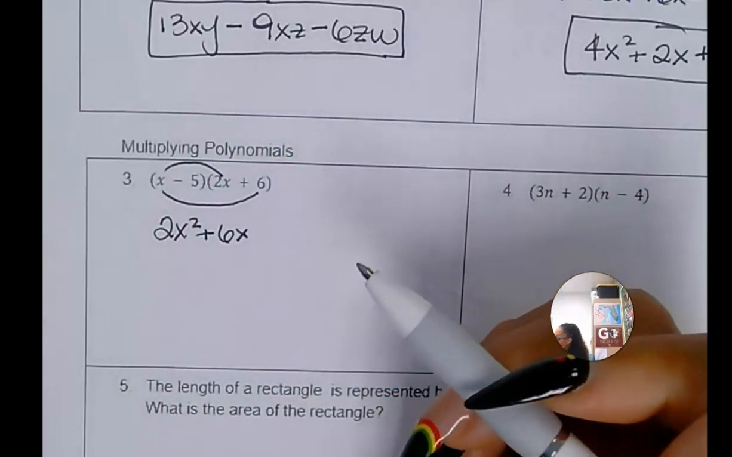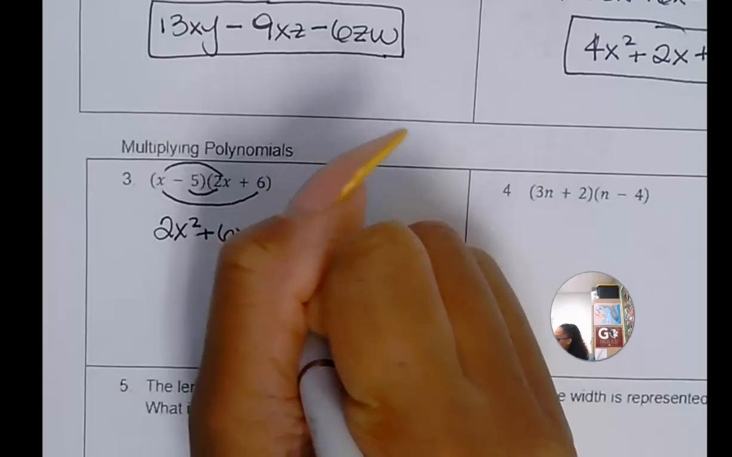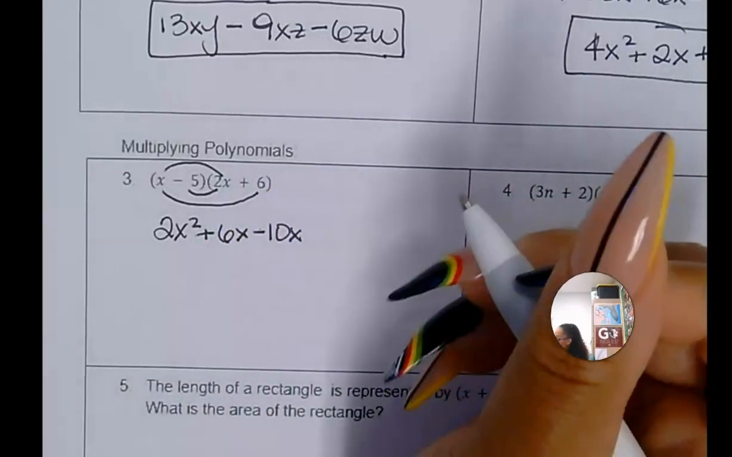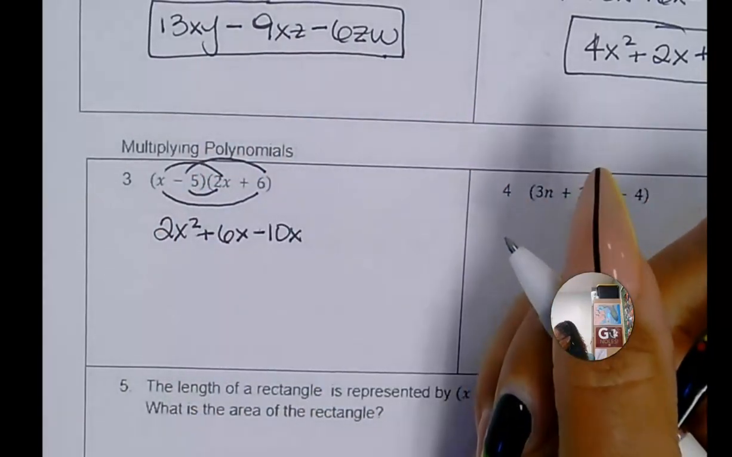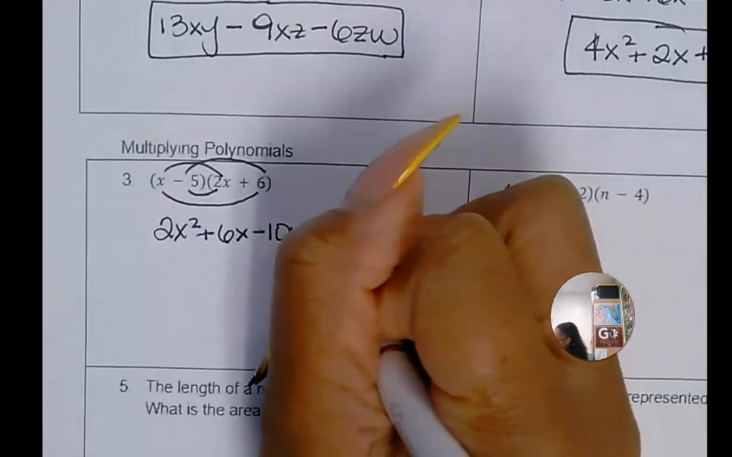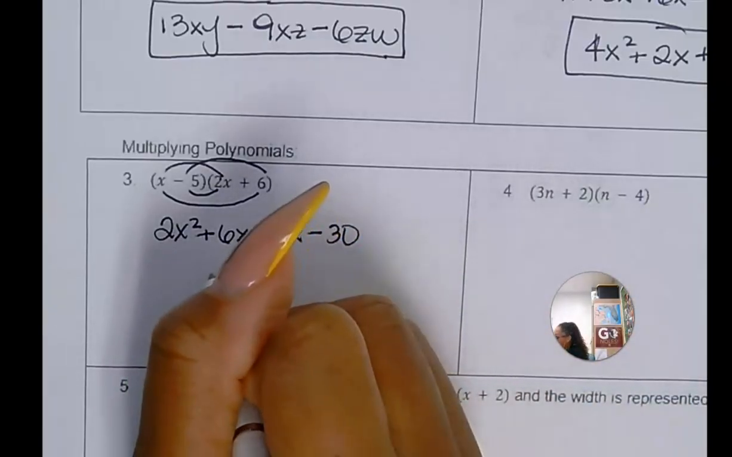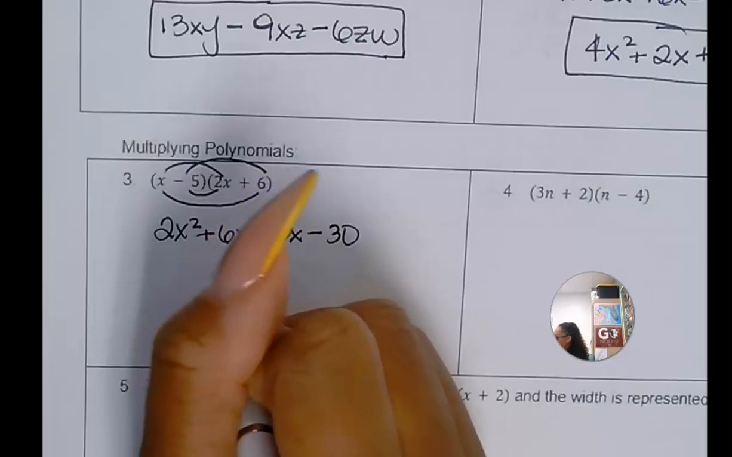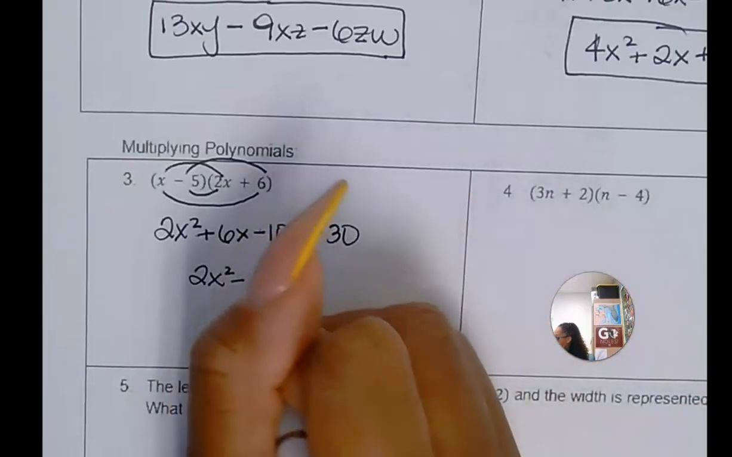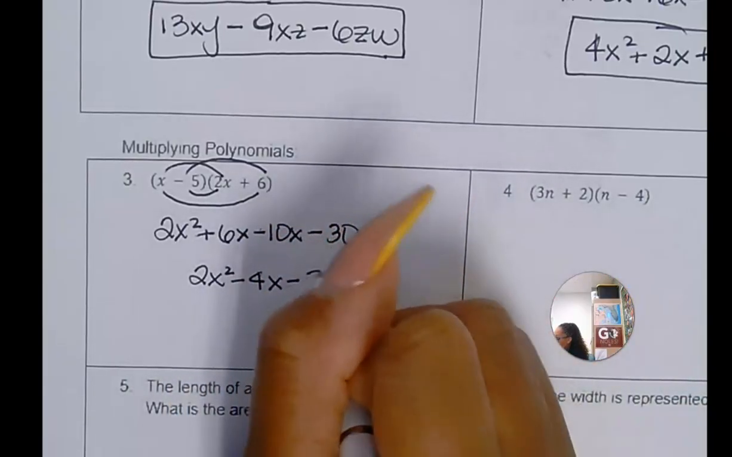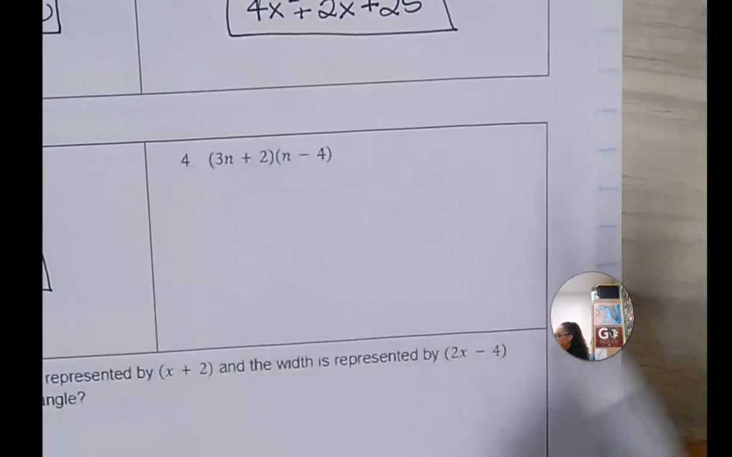Now it's time for the negative 5 and the 2, which is negative 10x. Good. And then the last multiplication problem. Negative 5 times is negative 30. Okay, now what do you get? Okay. Bring down the 2x squared and then put minus 4x. Good. And then, good, y'all. Done. Okay, number 4. Let's do the box.